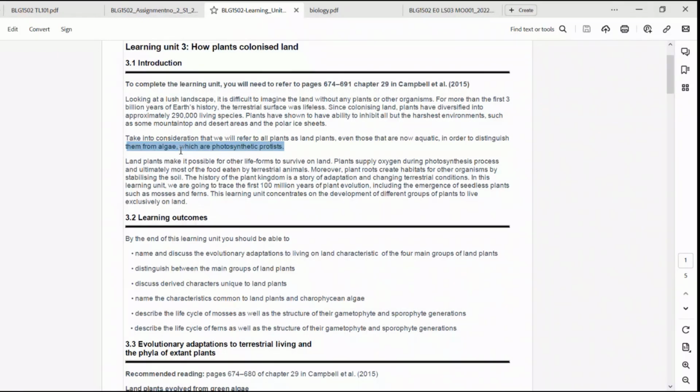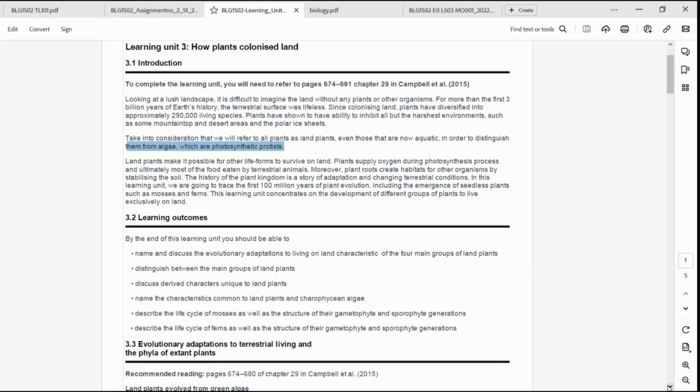Also, land plants make it possible for other life forms to survive on land. Plants supply oxygen during photosynthesis, and ultimately most of the food eaten by terrestrial animals. Moreover, plant roots create habitats for other organisms by stabilizing the soil. And the history of that is that the plant kingdom is a story of adaptation and changing terrestrial conditions. So what you need to be aware of, I've mentioned that.